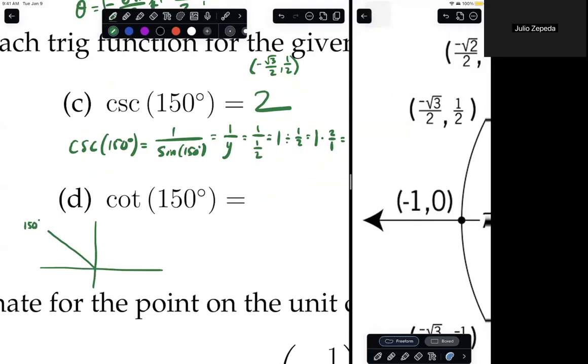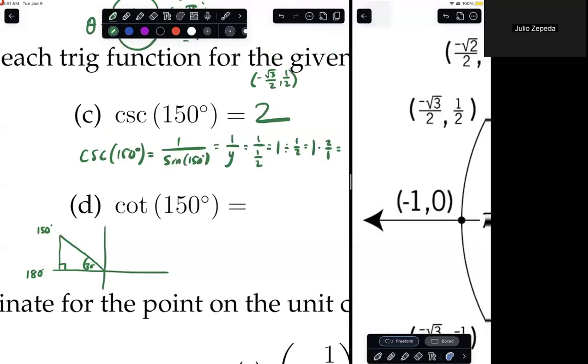Then we make a triangle with the nearest part of the x-axis, which is this part here. Just drop a perpendicular line to the x-axis. And so this reference angle that we spoke of earlier, the difference in 150 to 180, is 30 degrees. So this is a 30-degree reference angle.